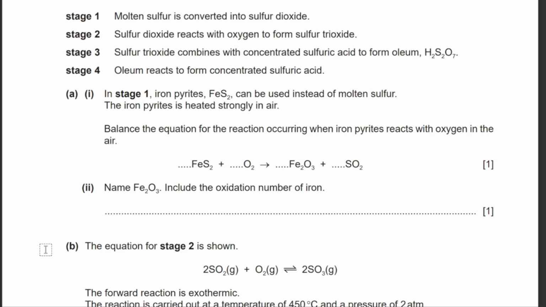Balance the equation for the reaction occurring when iron pyrites reacts with oxygen in the air. Now to balance the equation, you have to be very careful and you have to go through all the calculations part.